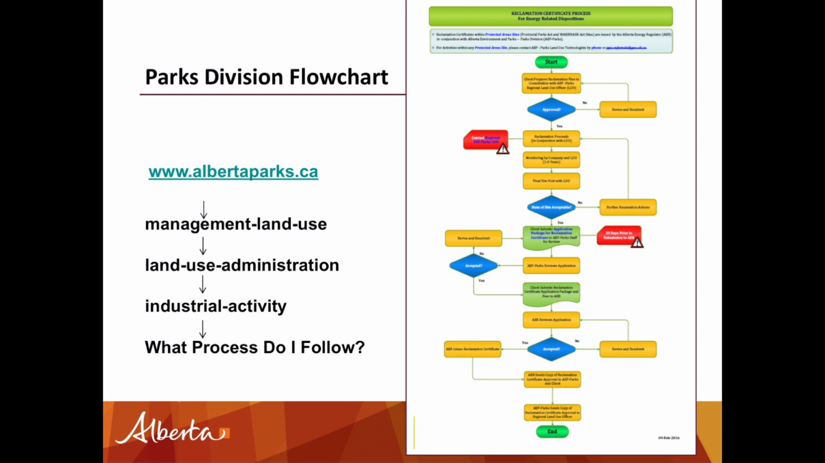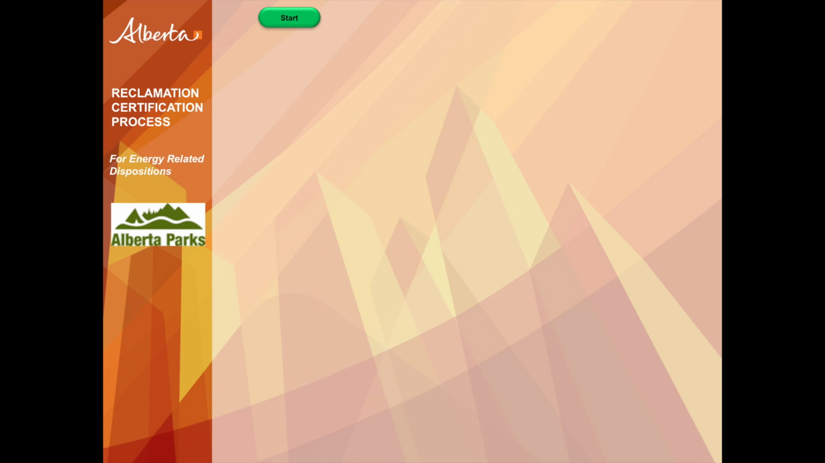We're going to start by, okay, so you have a reclamation project, and the first thing that you have to do once you've discovered that you're in a park is you have to stop everything and you have to make sure that you talk to the Alberta Parks Land Use Officer. We have several of them, well, 6 or 7 around the province.